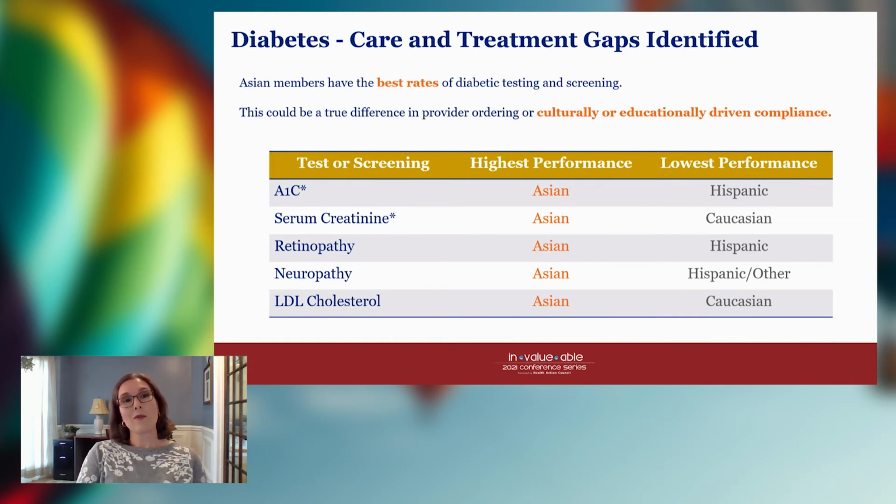So we thought about, why is this true? What would have caused this? Some of the theories that we came up with were, it could be the provider that is ordering the test. It could be culturally instilled compliance that is true of Asians. It could be educational. One of the things that we studied is that in America, Asian Americans are 4 or 5 times more likely to be college educated than Hispanic Americans. And so that health literacy could be driving some of these personal decisions that affect the testing and the screening.